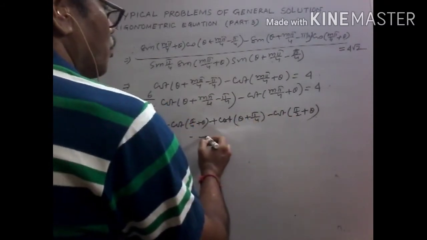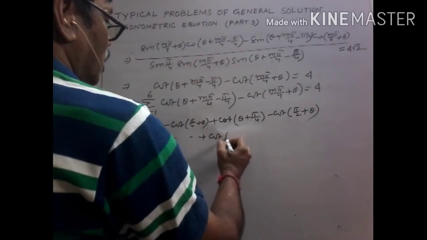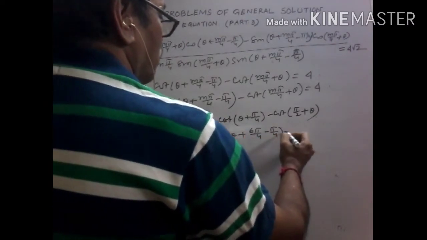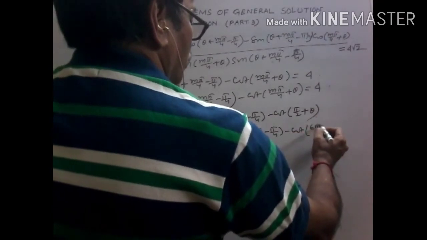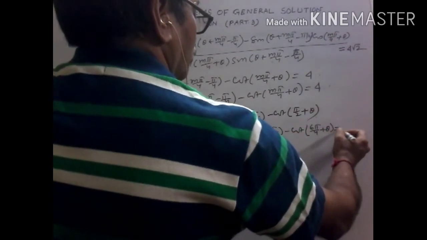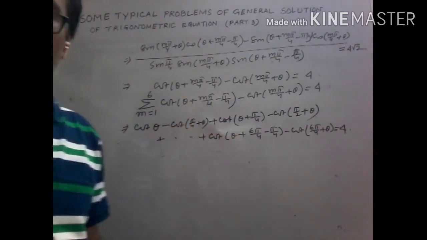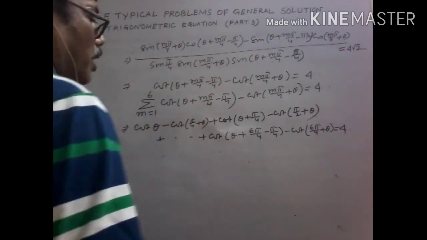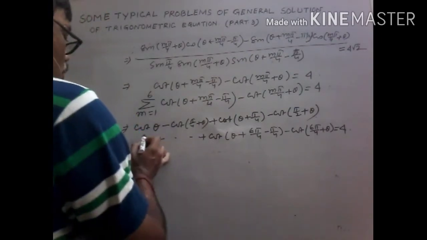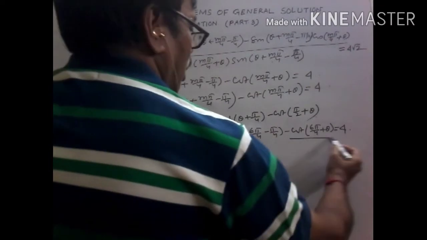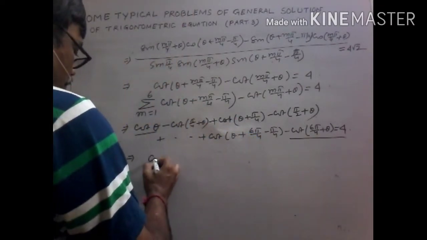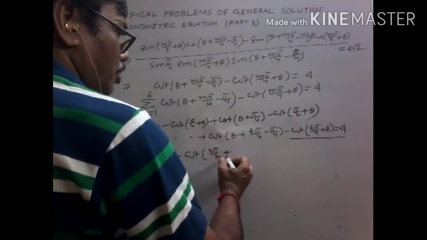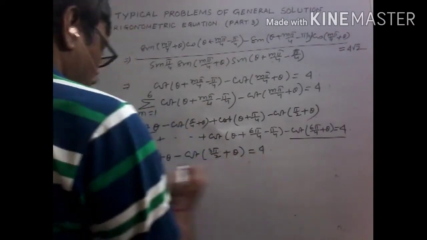Finally, if you put 6, we get cot(θ + 6π/4 − π/4) − cot(6π/4 + θ) equals 4. We know this type of problem: all terms will be cancelled out and only 2 terms will remain, the first term and the last term. So what is our problem? Cot θ − cot(3π/2 + θ) equals 4.